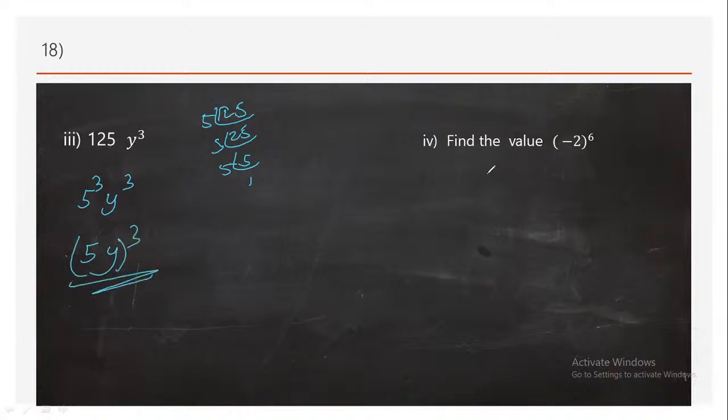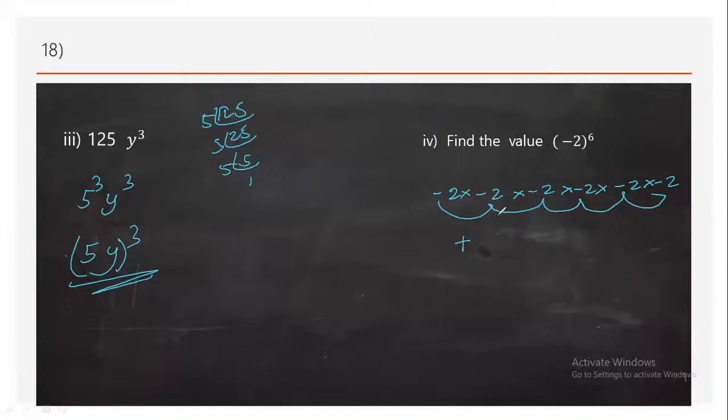Find the value of minus 2 to the power 6. We can write minus 2 into minus 2 into minus 2 into minus 2 into minus 2 into minus 2. Minus into minus is plus, plus into minus is minus, minus into minus is plus. When multiplying an even number of minus signs, we get a positive number. So 2 to the power 6: 2 times 2, 4 times 2, 8 times 2, 16 times 2, 32 times 2, 64. The answer is plus 64.